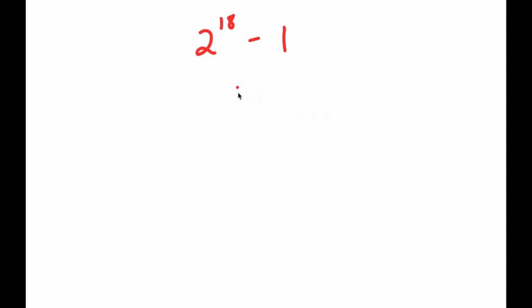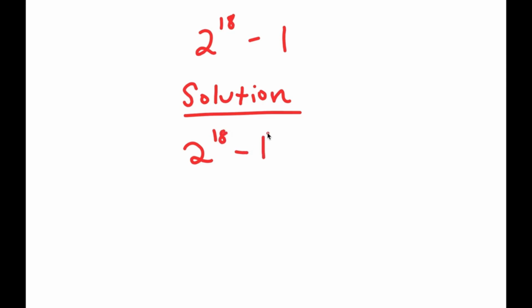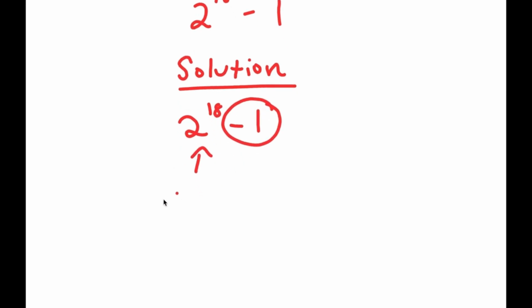Alright, so in this problem, I have 2 to the power of 18 minus 1. So, to solve this problem, for my solution, I'm going to first start by rewriting my problem. So I have 2 to the power of 18 minus 1. And let's first ignore the minus 1 here and just focus on this 2 to the power of 18. So 2 to the power of 18 is the same thing as 2 to the power of 9 times 2. So I just wrote 18 as 9 times 2.